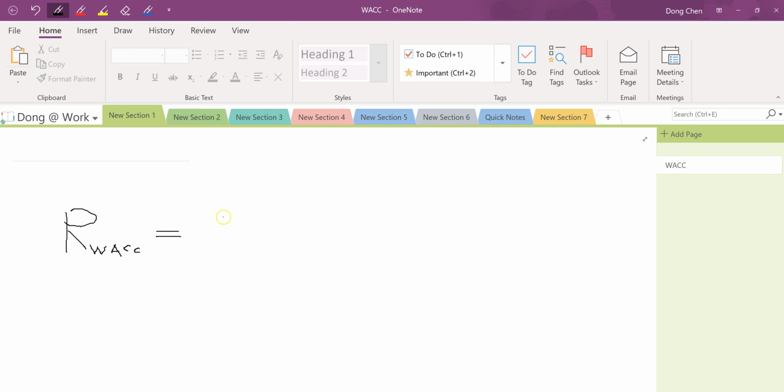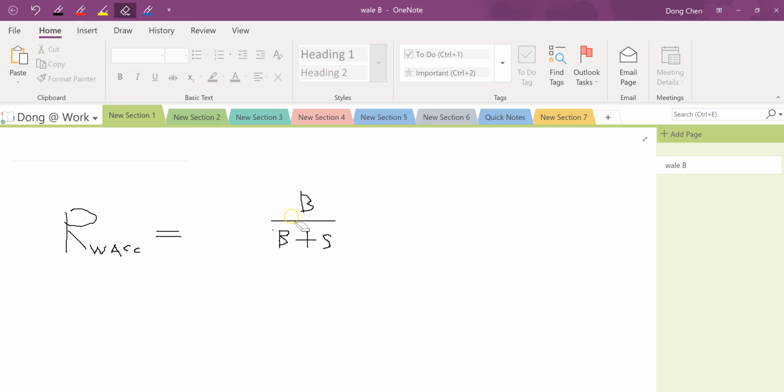Our WACC equals RB, which is the cost of bond or cost of debt, times the market value of debt, B, over the market value of debt plus the market value of equity. Actually, I think it's better to erase this and rewrite it: B over B plus S.